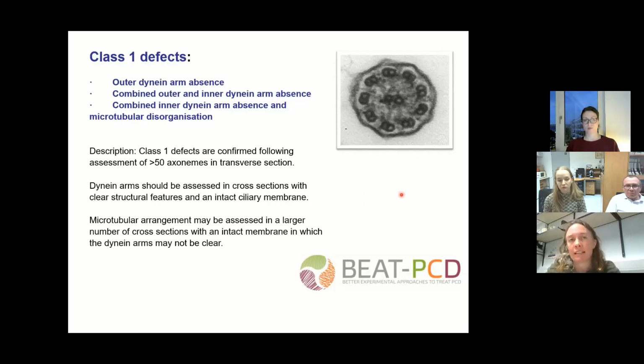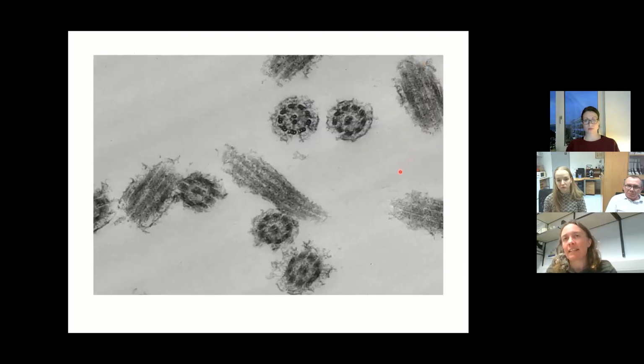And within those 50 axonemes, cross sections should have a really good ciliary membrane and be able to clearly see the structural features. And I've just got an example here. So this is an example of something that you wouldn't count if you were doing diagnostic electron microscopy, because the membrane is completely fallen apart. It's a necrotic cell. It's probably not been processed particularly well, or it's been sitting around before it's been processed. And it's really tempting to count these because the membrane's not intact, the stain gets in really well, and therefore you can see the cilia really clearly.